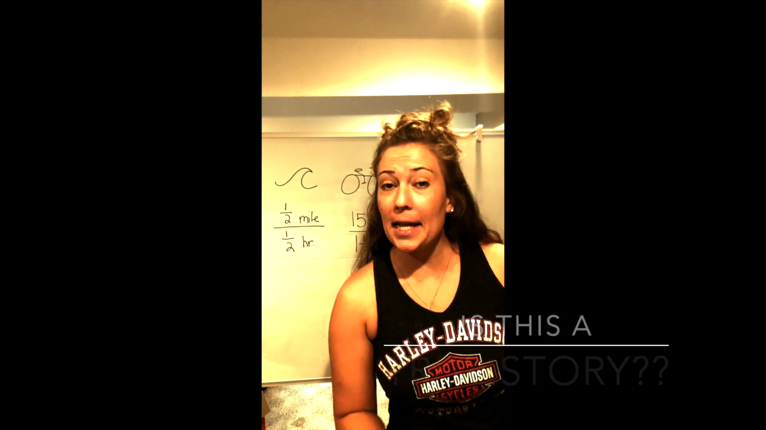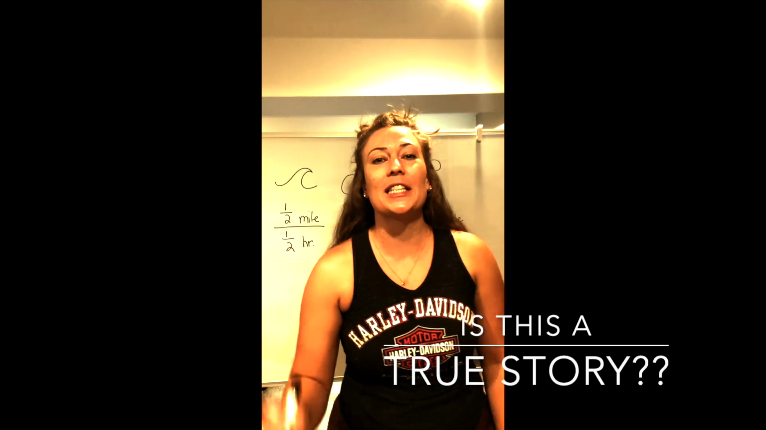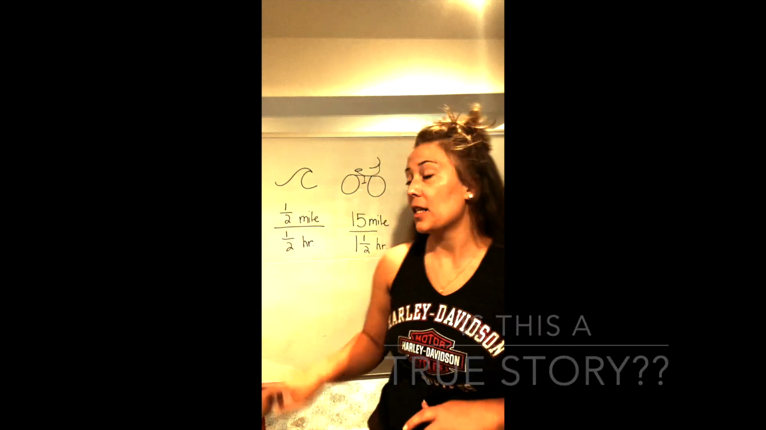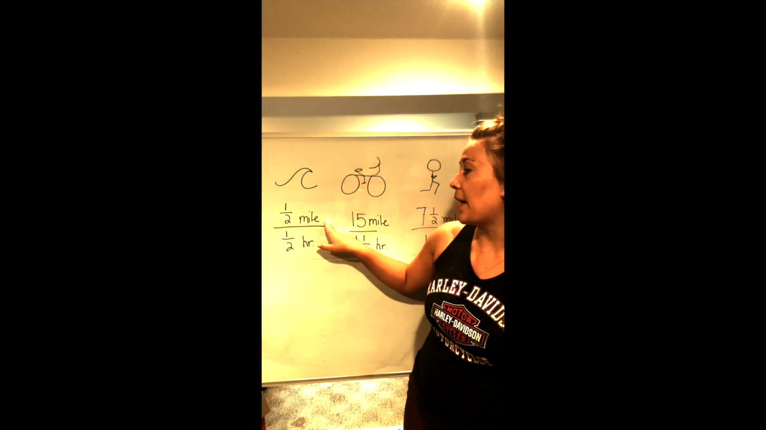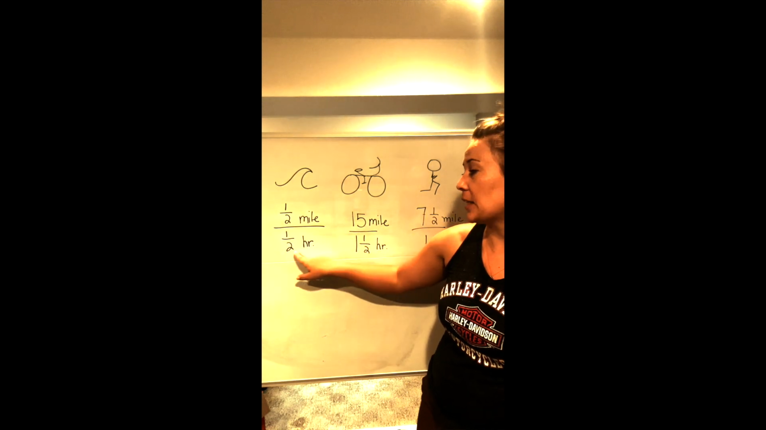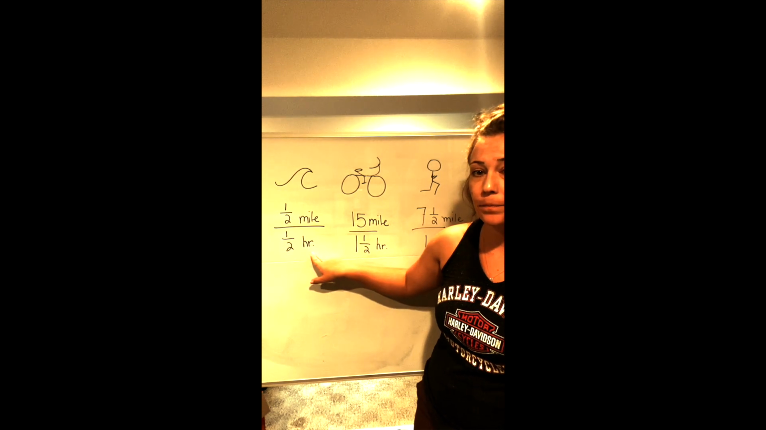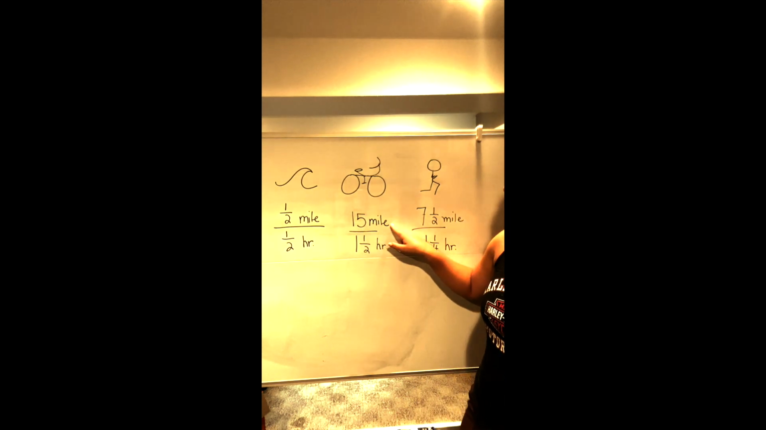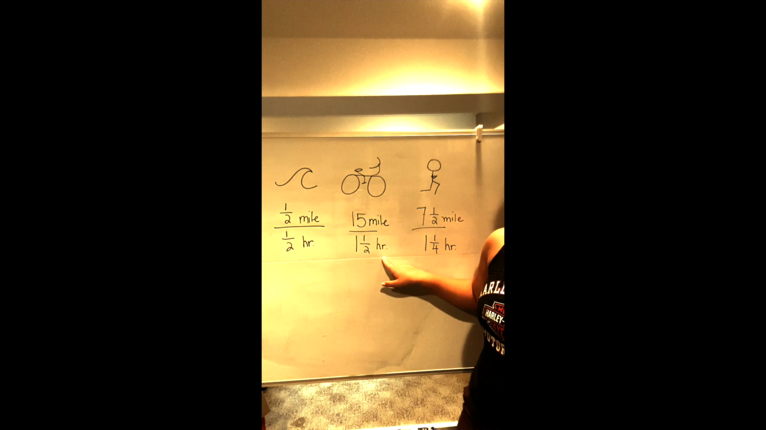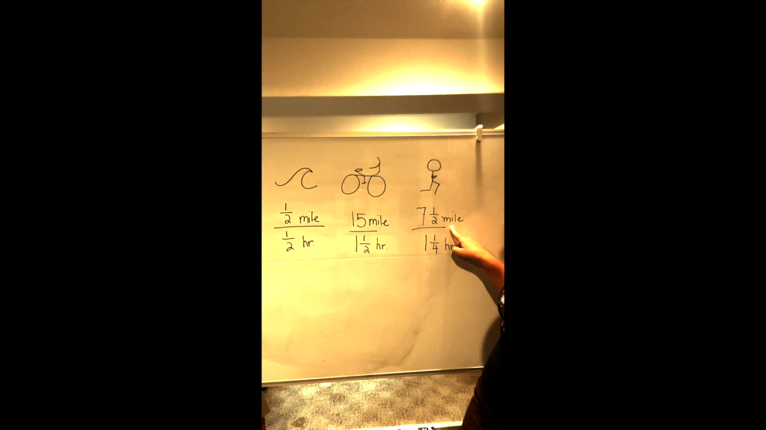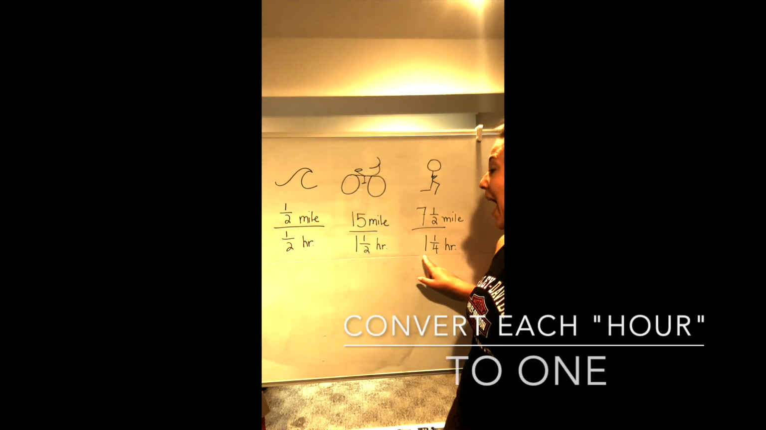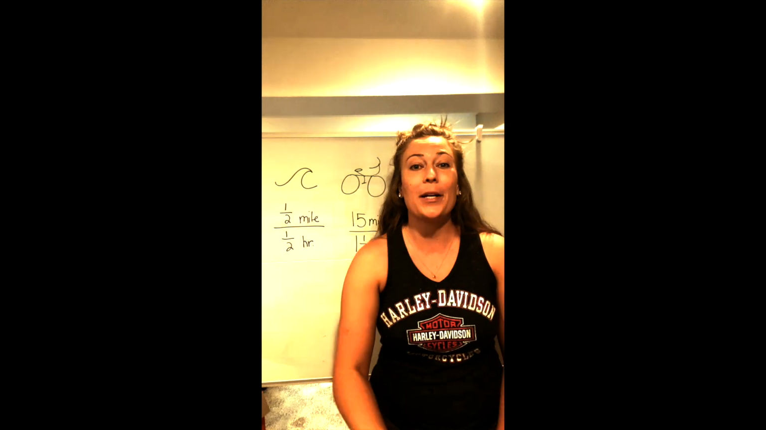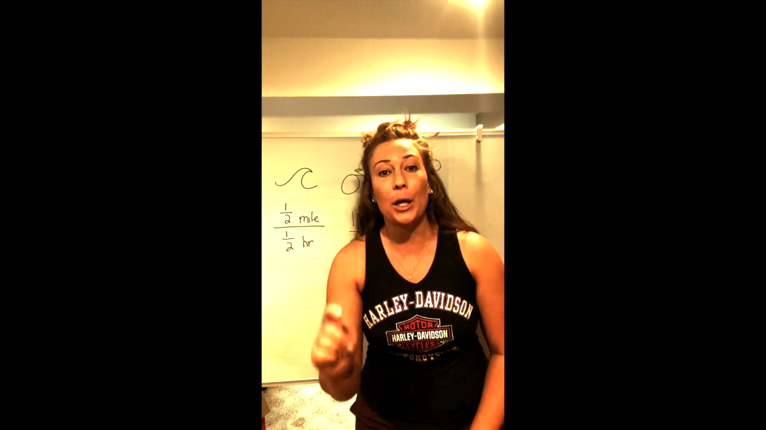Let's pretend that Mrs. Shannon is training for a sprint triathlon. Now in a sprint triathlon, there are 3 events: a swimming event, biking event, and running event. The swimming event is a half a mile, and Mrs. Shannon can complete it in a half an hour. The biking event, Mrs. Shannon can complete the 15 miles in an hour and a half. And for the running, 7.5 miles in an hour and a quarter. We need to convert each of these hours into 1 because we're finding a unit rate per hour.